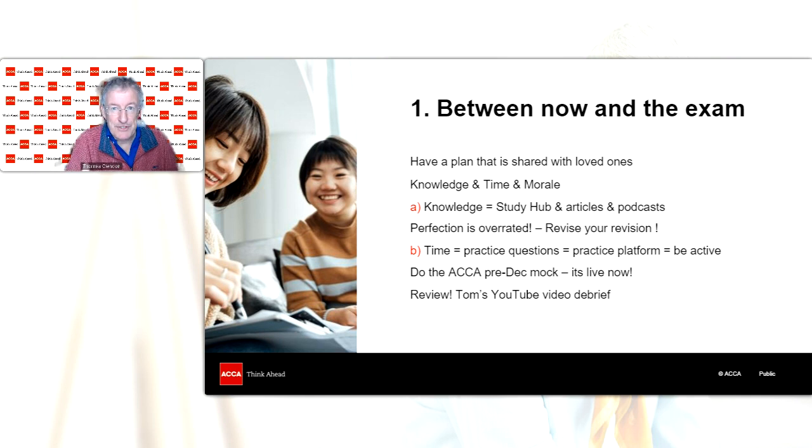The difference in results, the difference in pass rates between those students who do the pre-mock, who are properly prepared for the exam, and those who don't use the practice platform, there's a gulf. I am wanting to help you pass the ACCA exam.